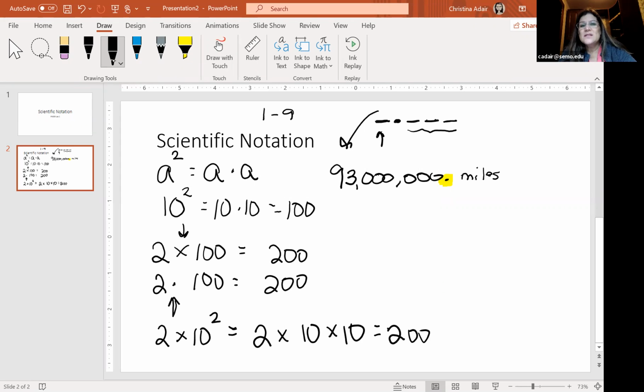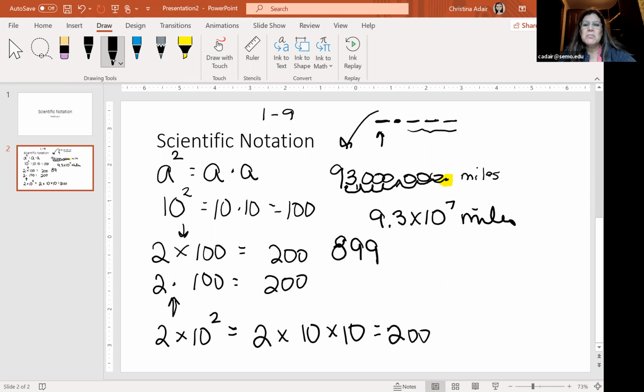So we take this number, 93 million miles, and I move the decimal point 1, 2, 3, 4, 5, 6, 7 times. So I get my formula: 9.3 times 10 to the, how many times did I move it? 7 miles. That is scientific notation. So if I have something that's 899,000 kilometers, what if I write that in scientific notation?